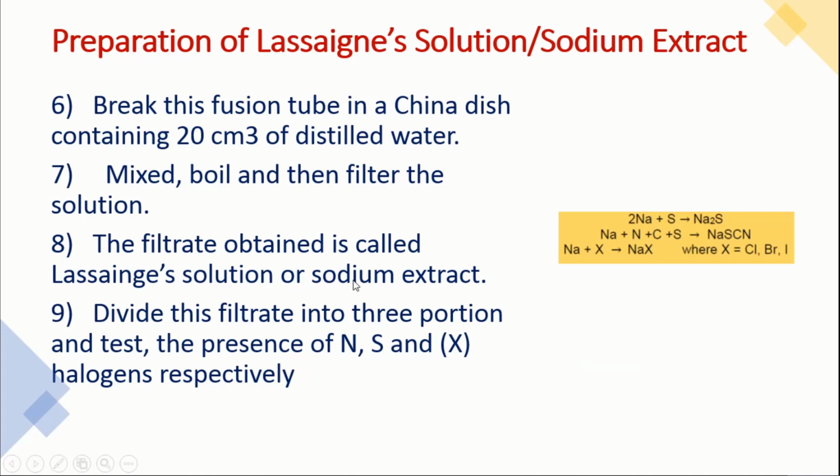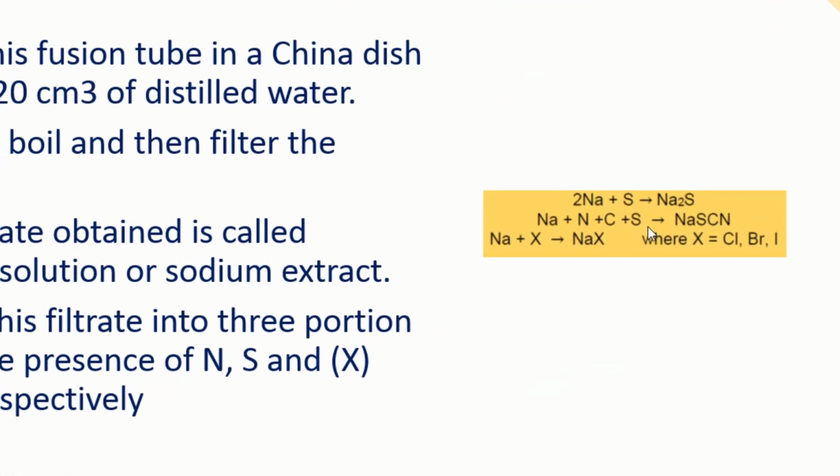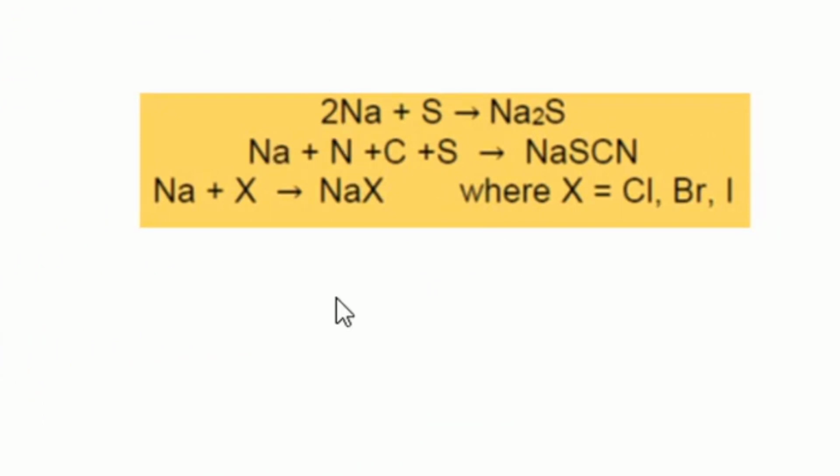So when we make the sodium extract, we will divide this filtrate into 3 portions, and we will test separately for the nitrogen, sulfur and halogen. So these are the reactions which take place when we heat the organic compound with the sodium.